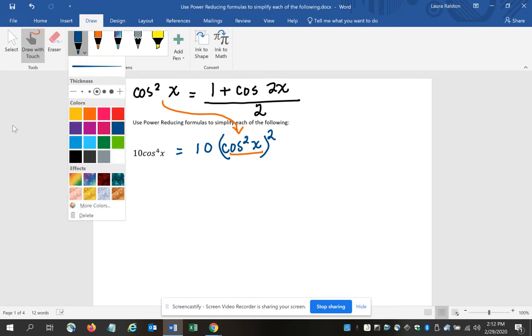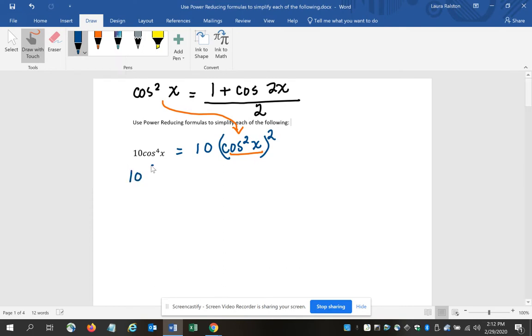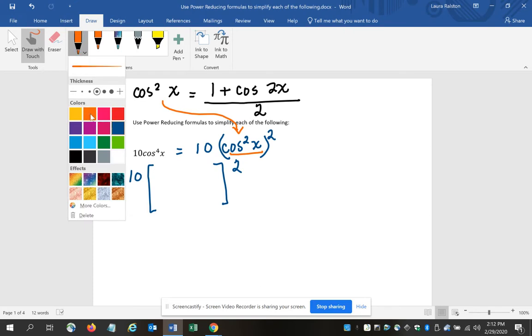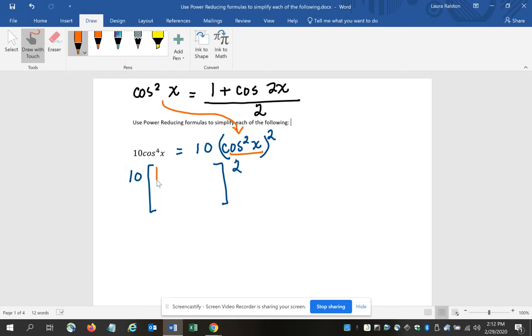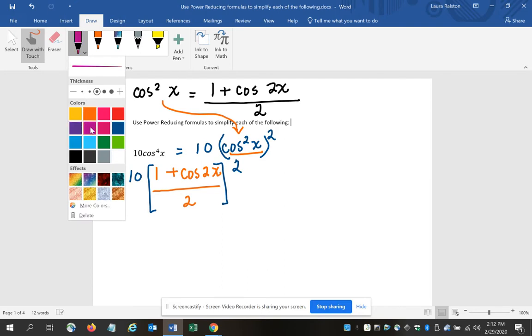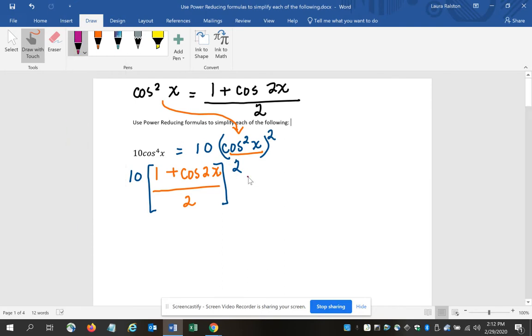Okay, so you have to keep the 10 as still part of the problem. Okay, so you have the 10 on the outside. I'm going to replace the cosine squared x with the formula. Okay, so I would have 1 plus the cosine of 2 times my variable, which is x, all over 2. And then I have to actually do some basic algebra in order to simplify this problem. You need to remember you have to square this.